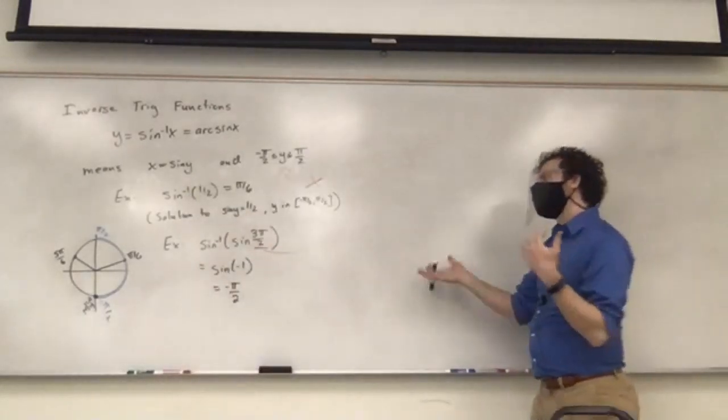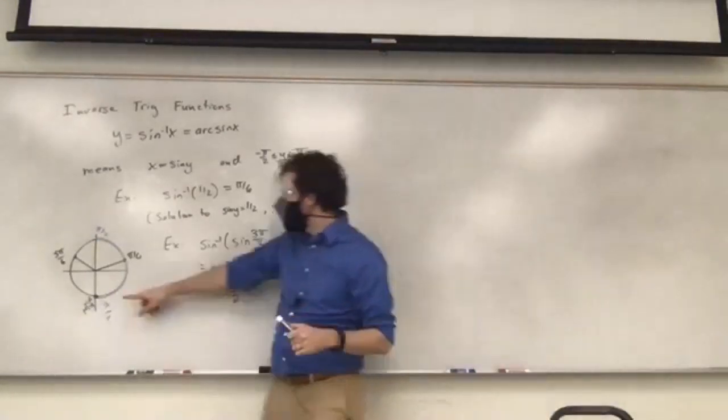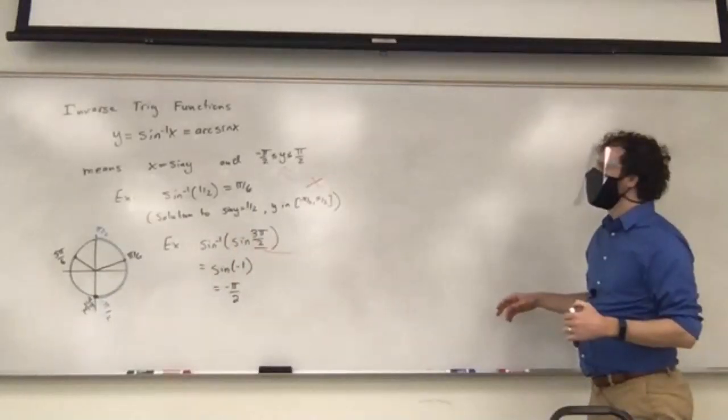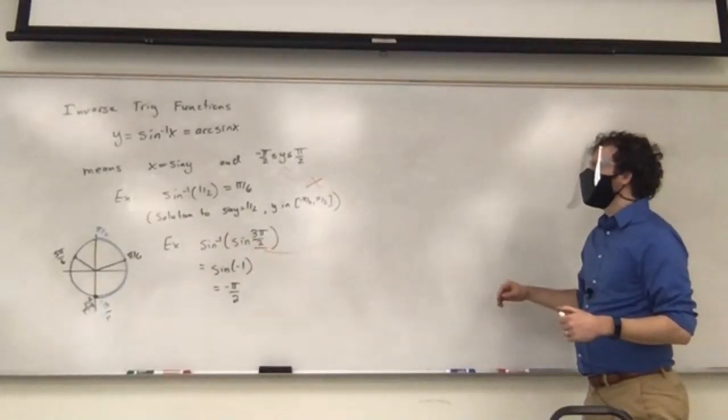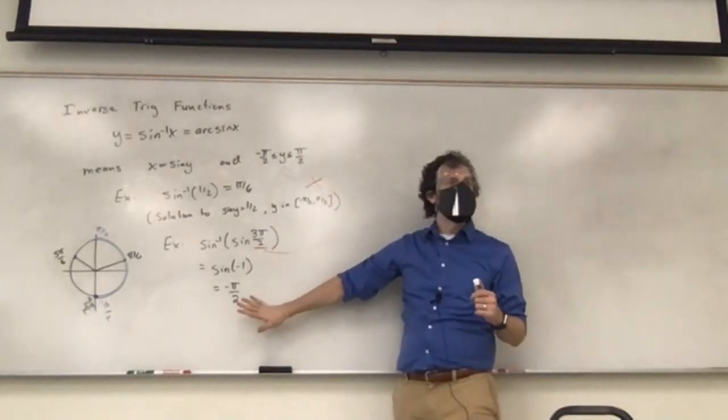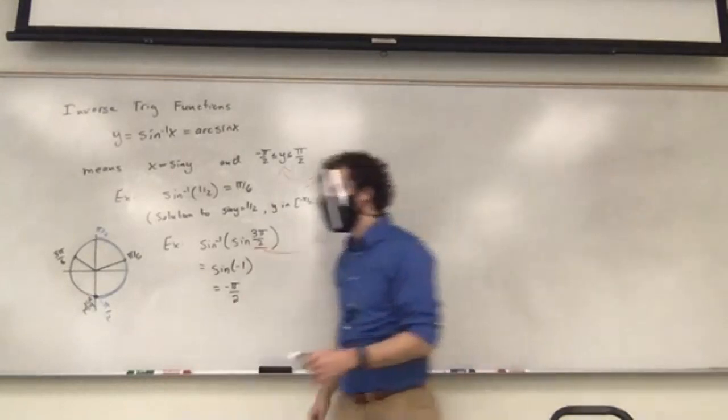So they're canceling in the sense that they're getting to the same spot in the unit circle, but the angle is different. And so that is the fastest possible review of inverse trig functions.